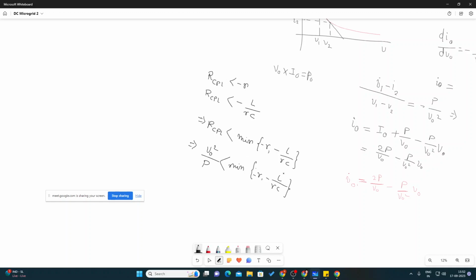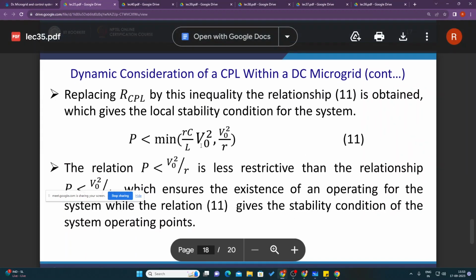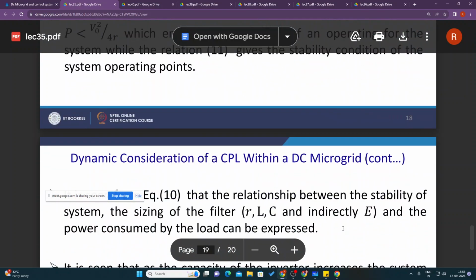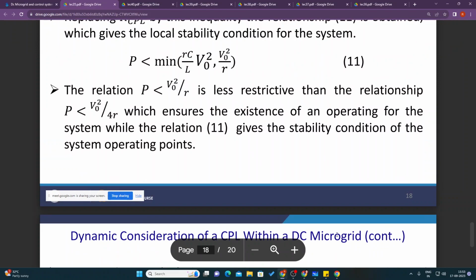Now divide both sides by V naught square and take this side and this one on that side, so P will be greater than the minimum of minus V naught square by R, or not minimum, it will be maximum I guess, no, minimum only. So it's V naught square by R comma minus V naught square RC by L, V naught square RC by L comma V naught square by R. From here the criterion comes, just converting the inequality expression from resistance to that of power.